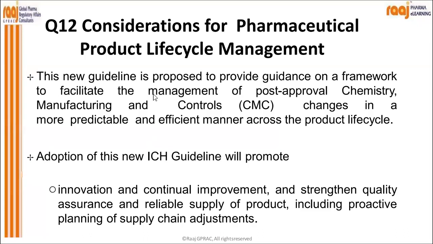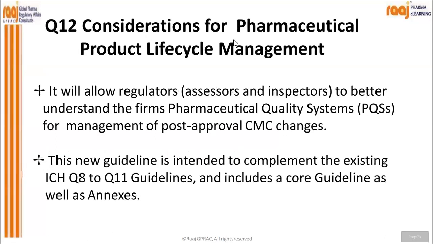So the adoption of this new ICH guideline will promote innovation and continual improvement and strengthen quality assurance and reliable supply of product, including proactive planning of supply chain adjustments, right? So it will allow regulators, that is assessors and inspectors, to better understand the firm's pharmaceutical quality system or management of post-approval CMC changes. Okay. This new guideline is intended to complement the existing ICH Q8 to Q11 guidelines and includes a core guideline as well as annexes.